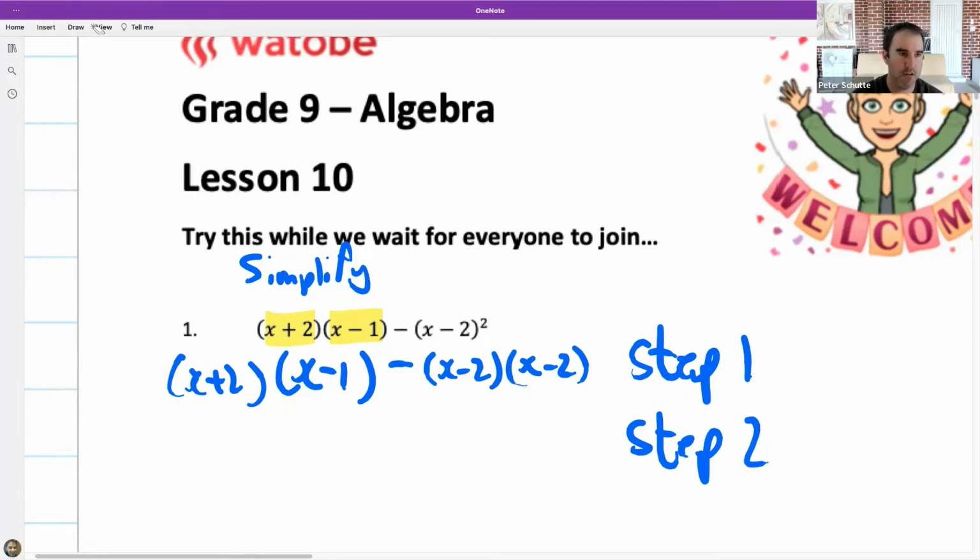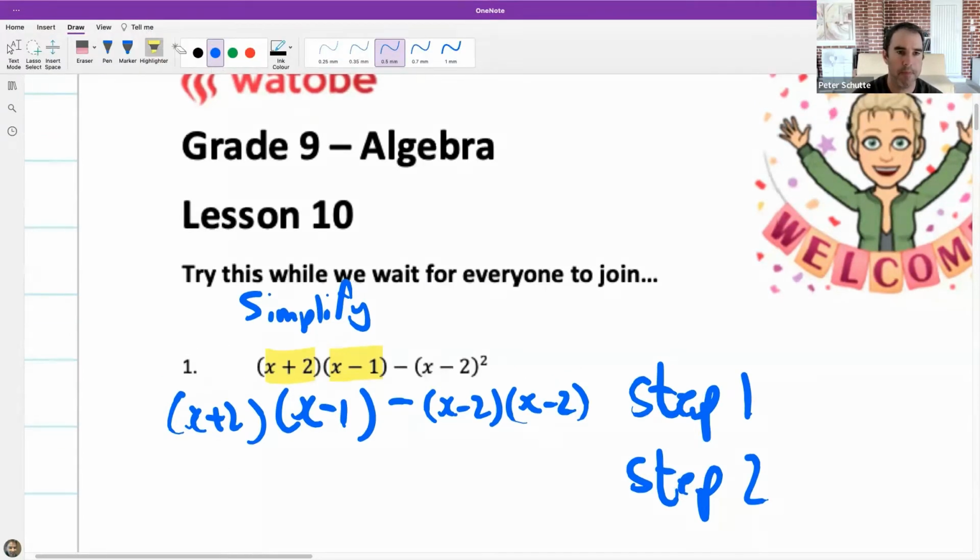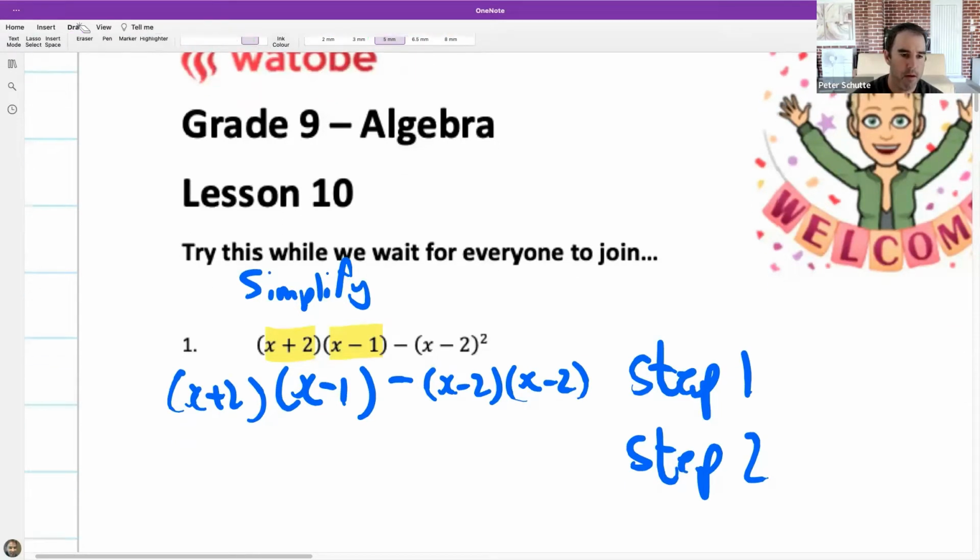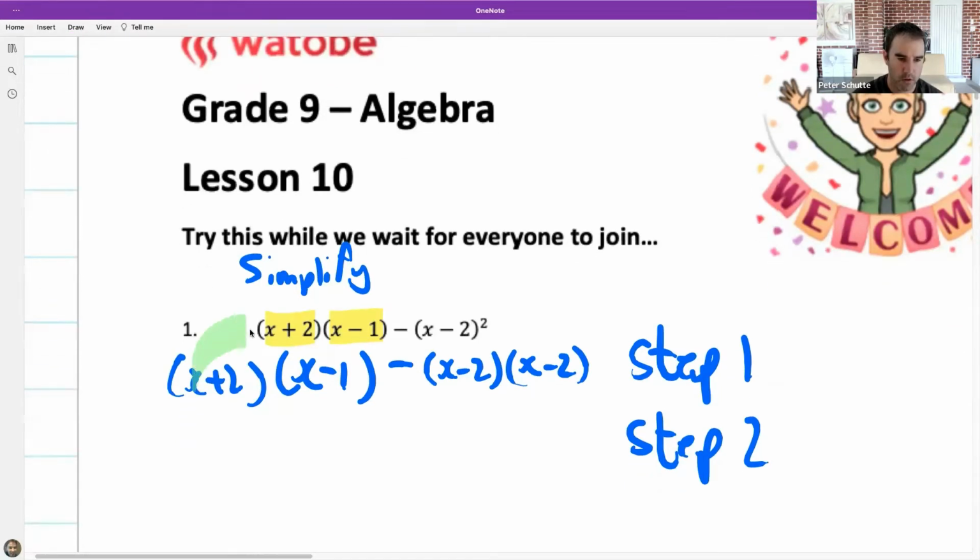So let me use a different color. I'm sure Ms. Jen has spoken to you about this idea. I feel like I've possibly chosen a bit of a bright color. But so that's the process I want to see.